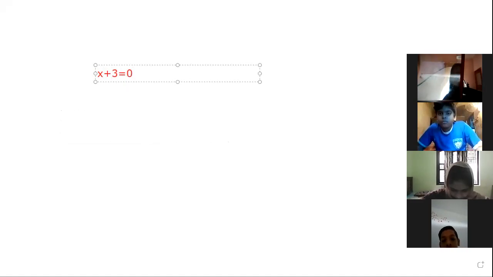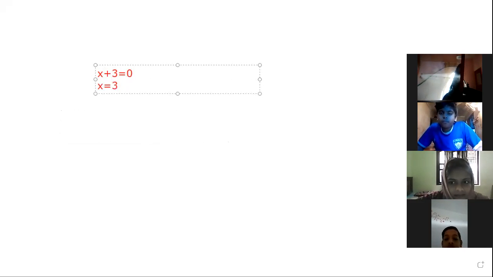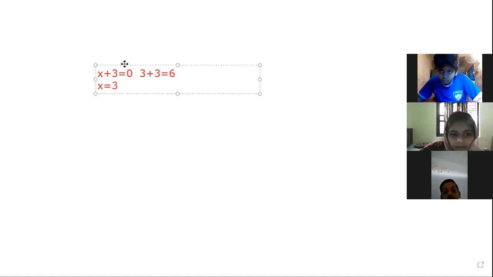And if x is equal to 3, then what should be the value? If x is equal to 3, in x plus 3 is equal to 0, we are substituting 3 in the place of x. Then what should be the sum? It is replaced as 3 plus 3. Then what is the sum of 3 plus 3? It is 6. But here you can see it is given as 0.